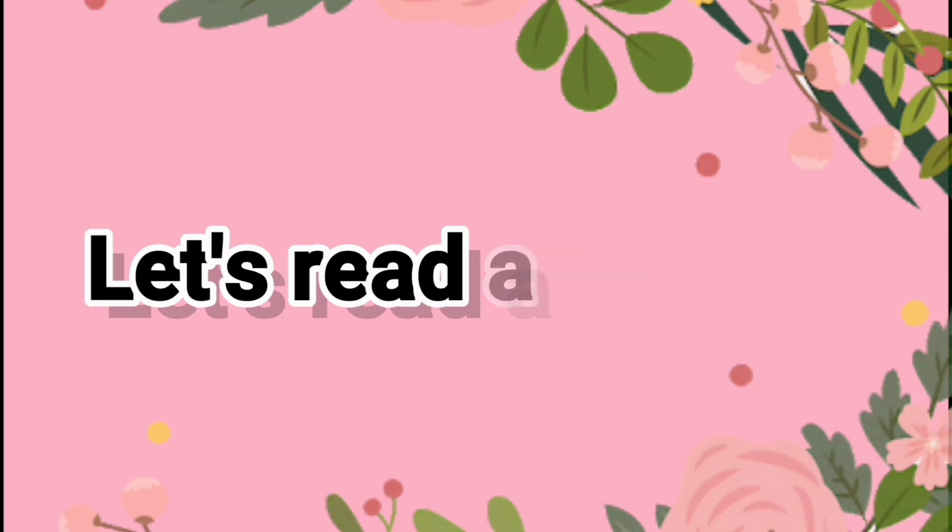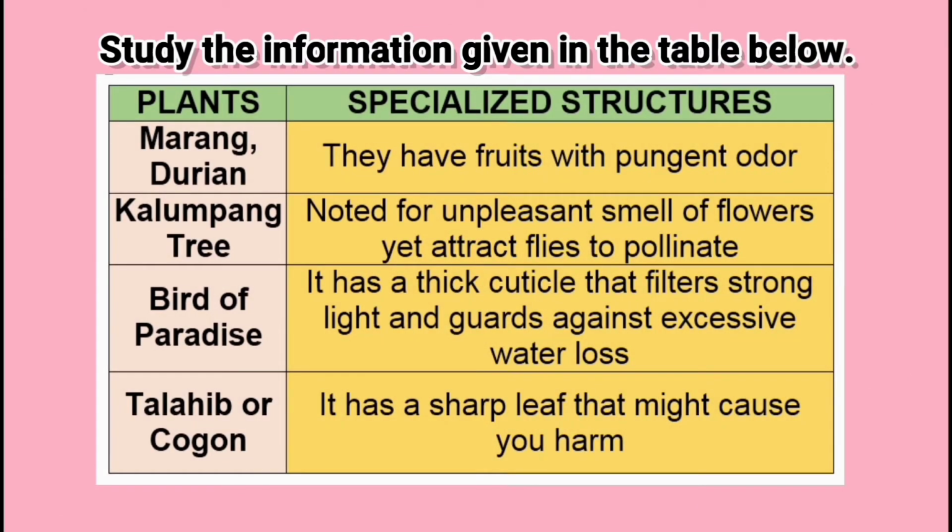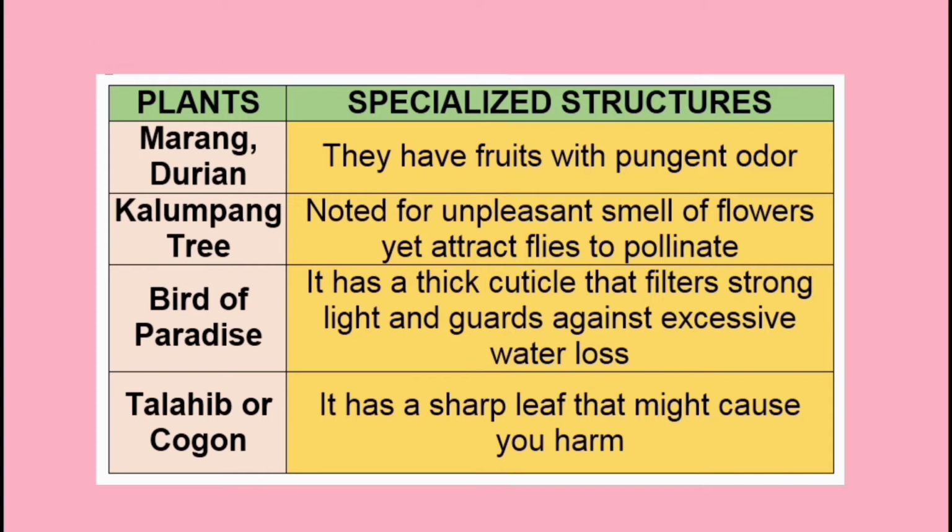Let's read and learn. Study the information given in the table below. Data table on the specialized structures of terrestrial and aquatic plants. Plants. Marang, durian. They have fruits with pungent odor. Kalumpang tree. Noted for unpleasant smell of flowers, yet attract flies to pollinate. Bird of paradise. It has a thick cuticle that filters strong light and guards against excessive water loss.